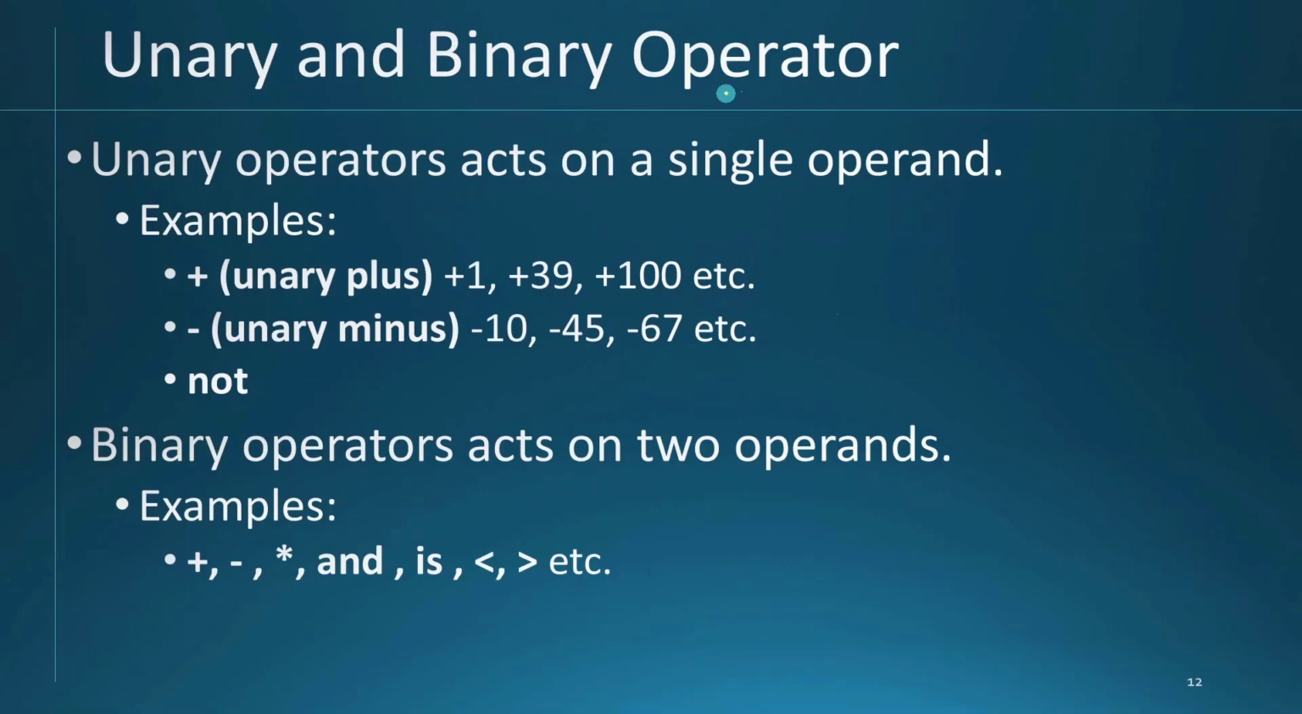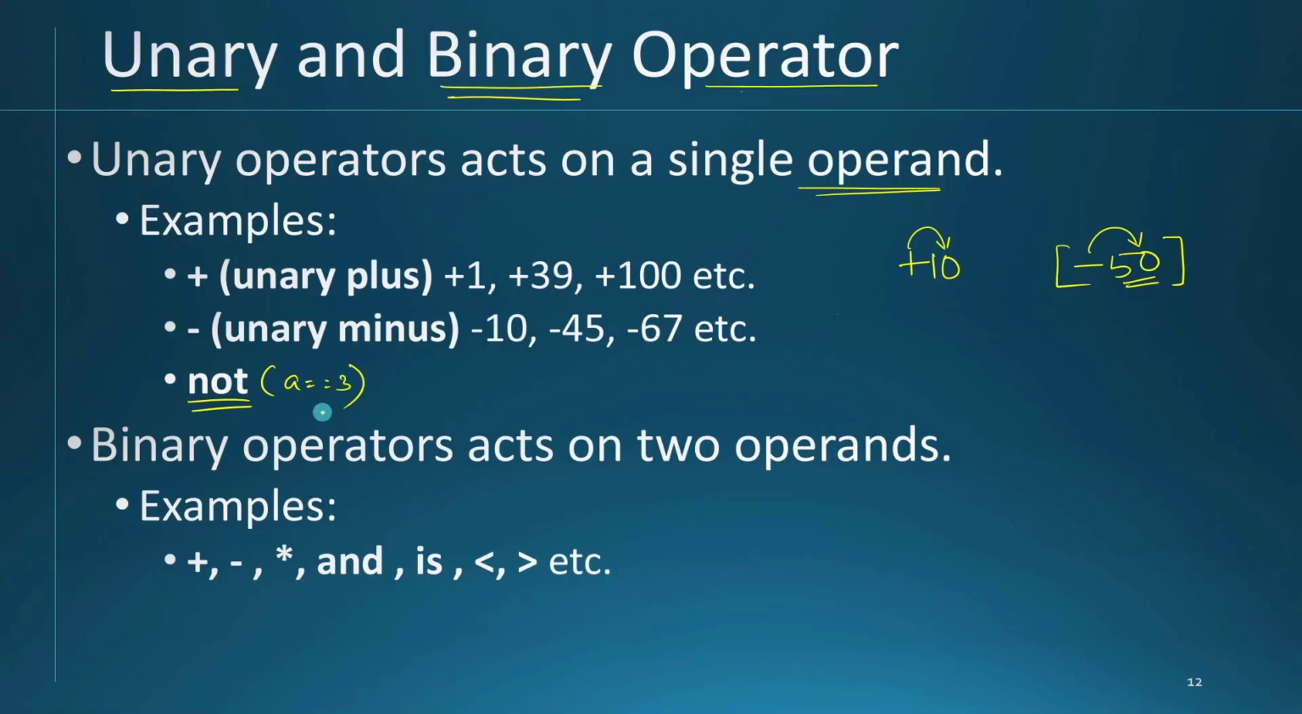Now broadly you can classify all the operators that we have studied until now into two classes. It can be a unary operator or a binary operator. 90% of the operators that we have studied are binary operators. A unary operator acts on a single operand. For example, plus 10 or negative 50. This plus and minus are sign operators. Negative 50 works only on one operand, and this plus works only on one operand. And you remember, not works only on one condition, like a equal to 3, right? It works only on one condition, so that's a unary operator.